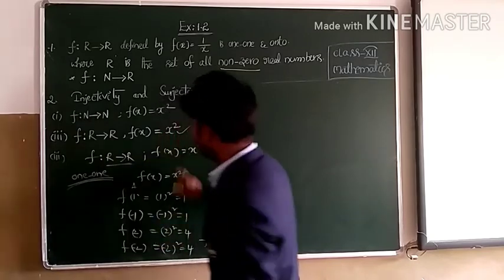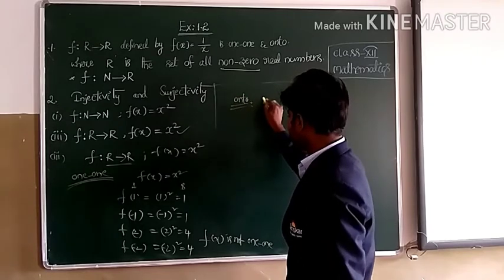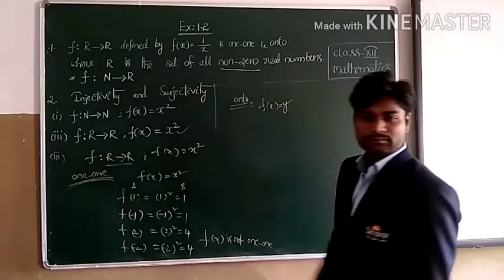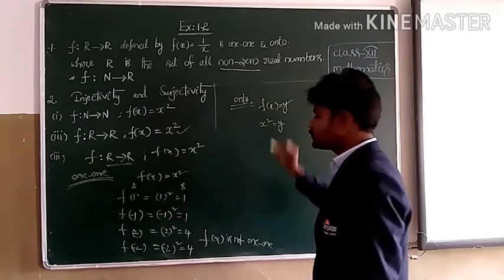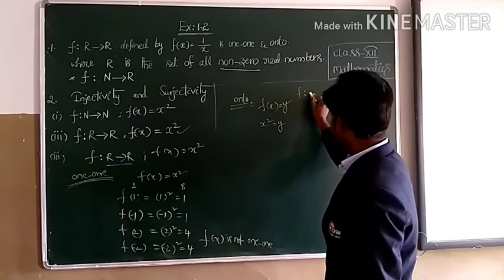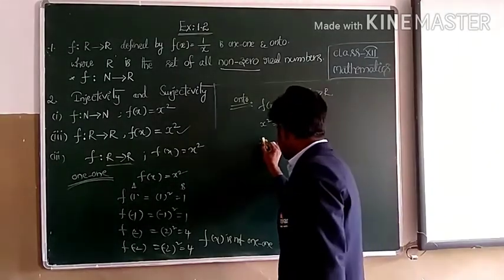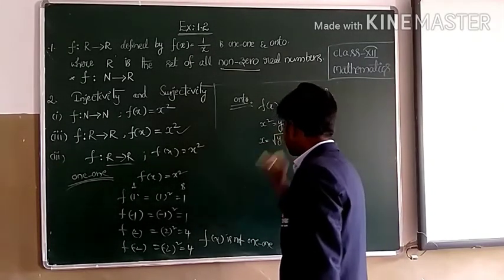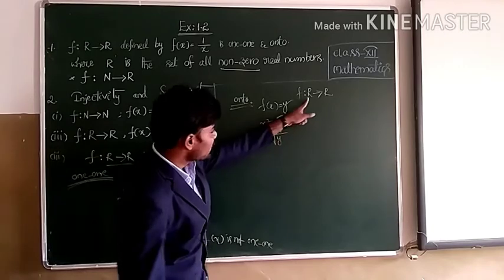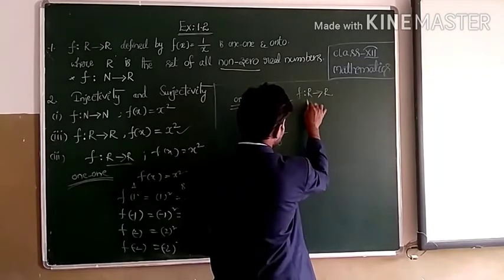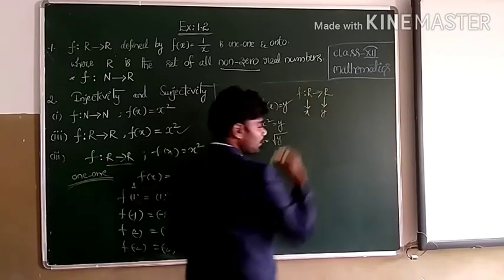Okay. Now let's see the onto condition. Right? The onto condition is f of x is equal to y. f of x is given, that is x square is equal to y, and the function is from real numbers to real numbers. So x is equal to root y. Here x values come from the real numbers and y is also a real number, right? The first set represents x values, and the second set represents y values.